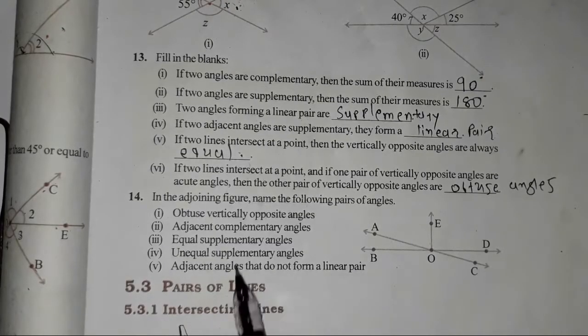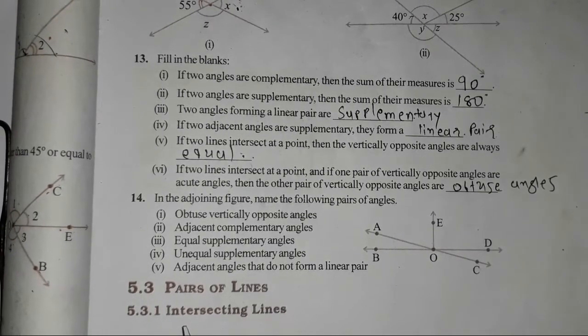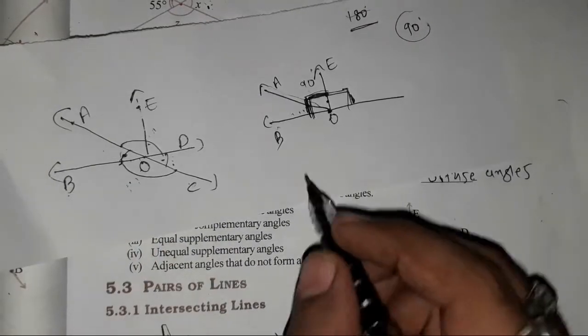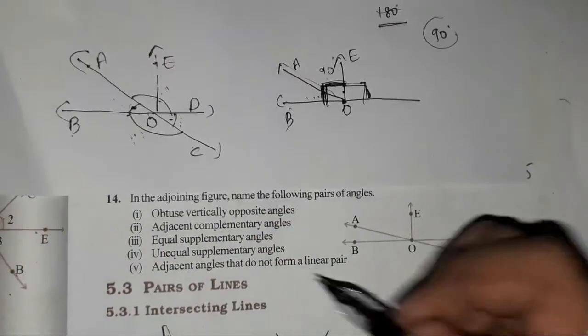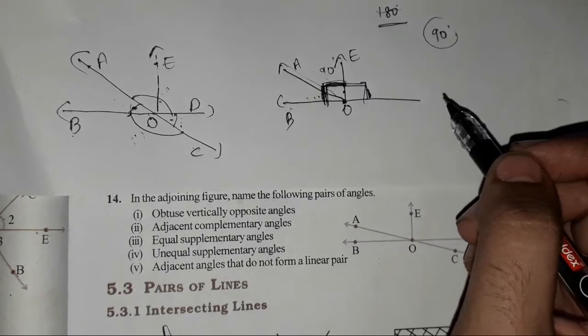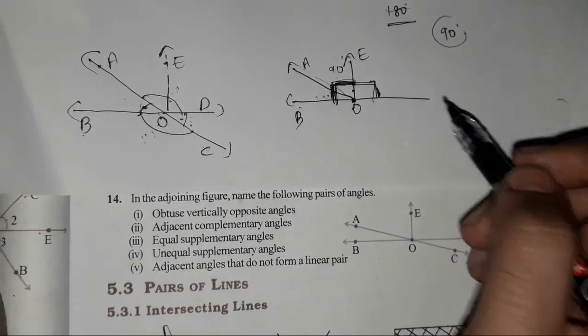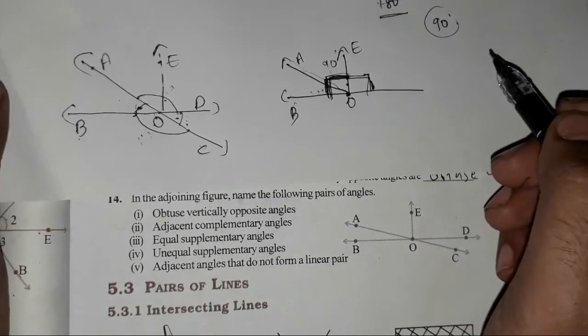Now the third one is equal supplementary angles. For that, same thing which we had done in the previous case. Here you may see the question: equal supplementary angles. Now here we have to find angles which are equal and supplementary, so the sum of them should be 180 degrees.